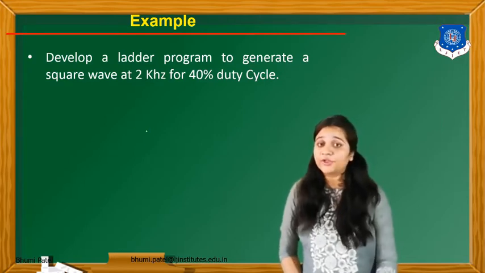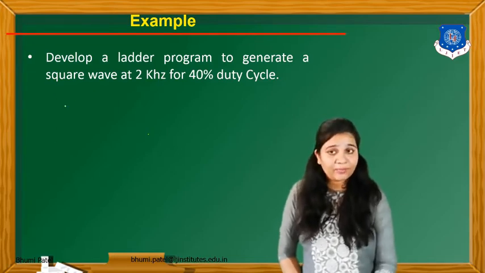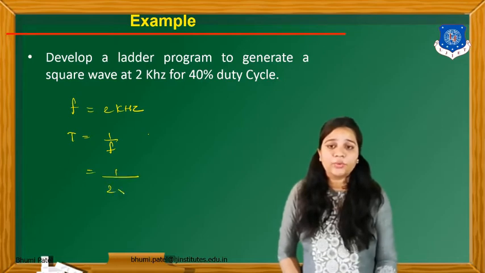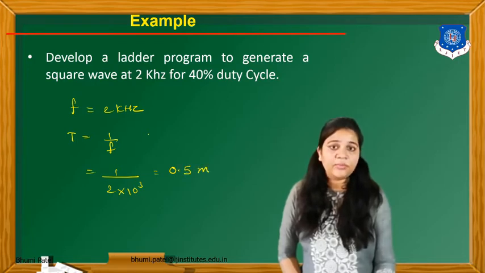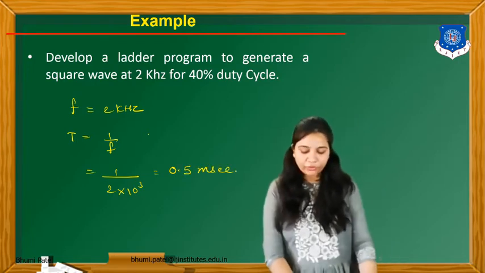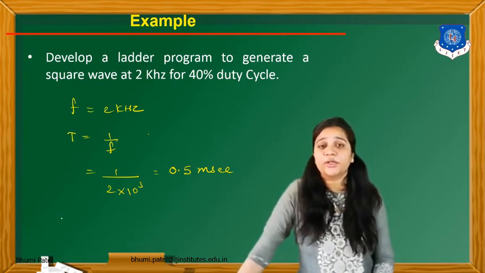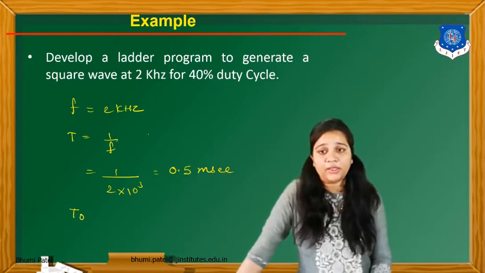First we have to find the time. The frequency is given as 2 kHz, so time T is equal to 1 by f, that is 1 by 2 into 10 raised to 3, so we get 0.5 millisecond. And here there is a 40% duty cycle, so we have to find the T on timer timing and the T off delay timer timing.